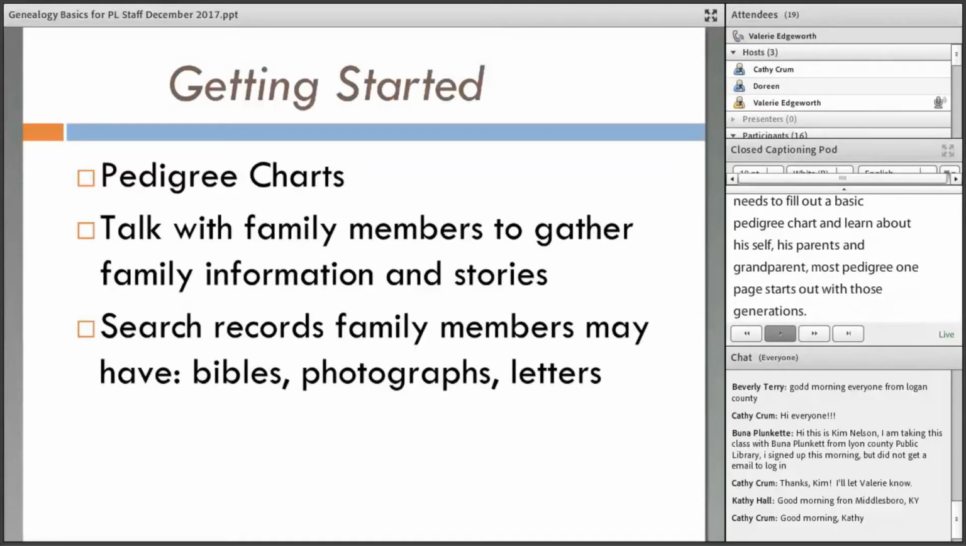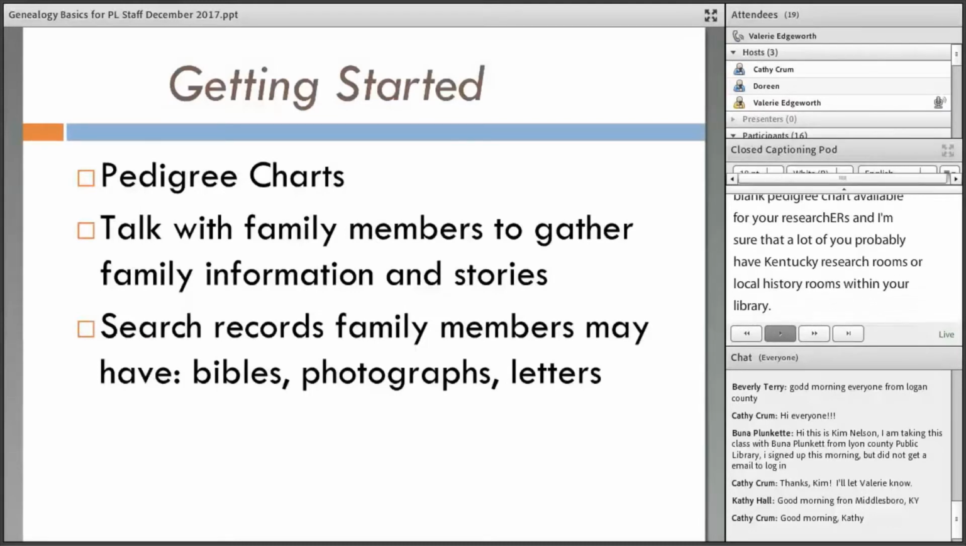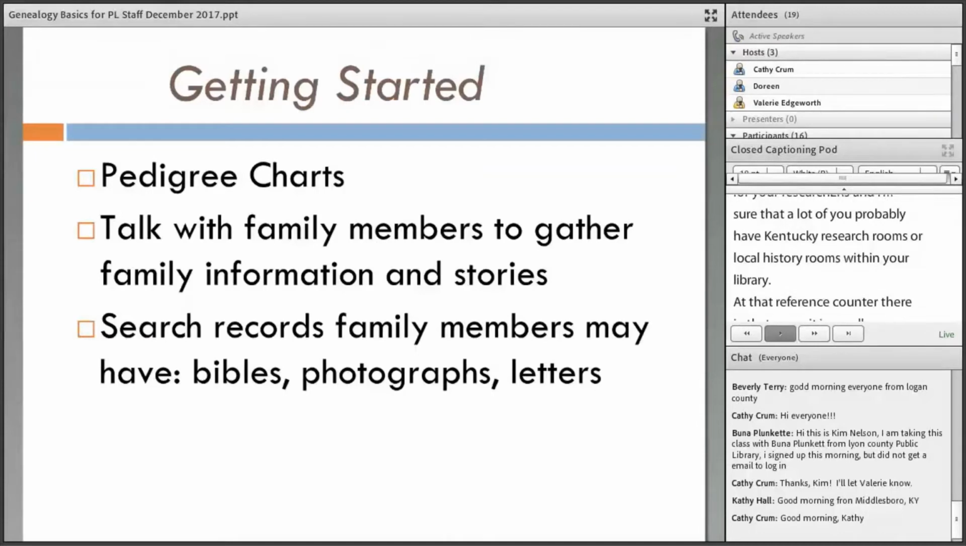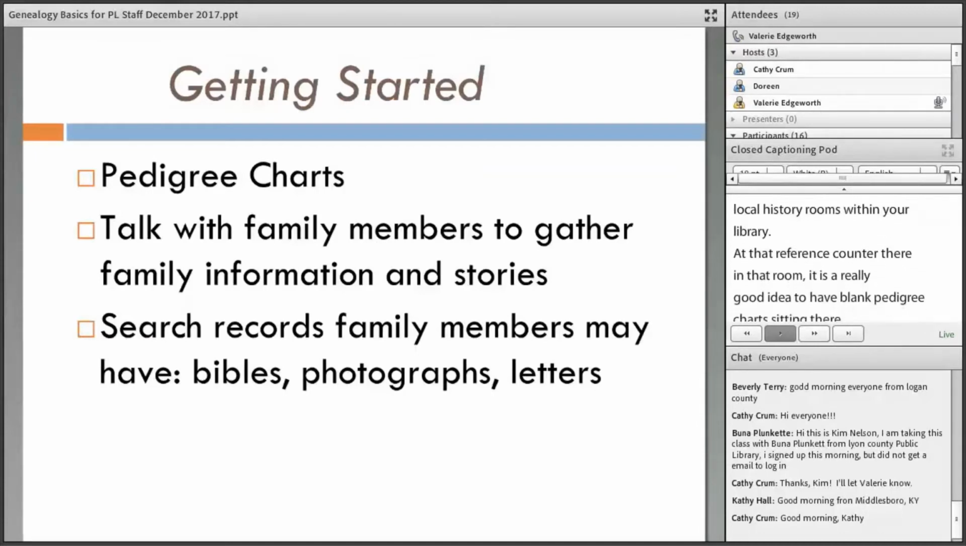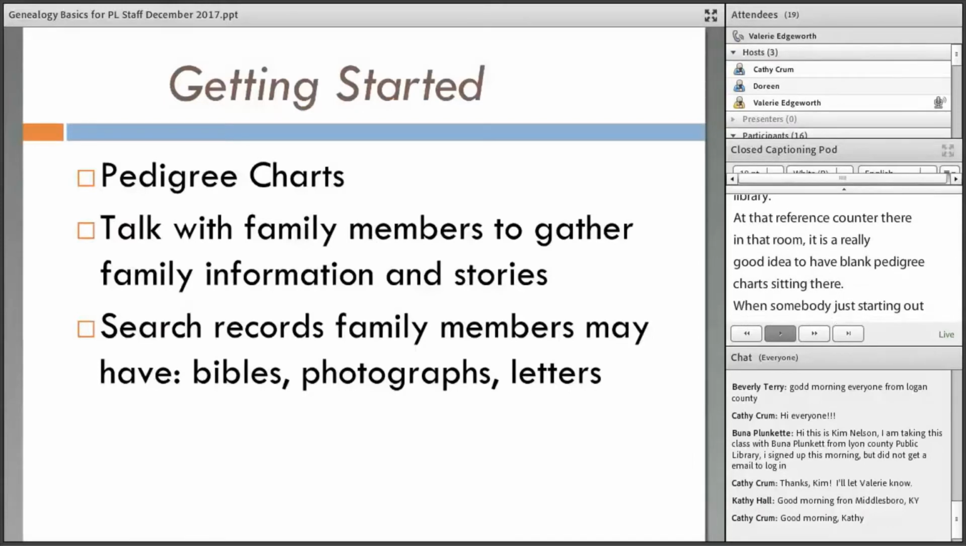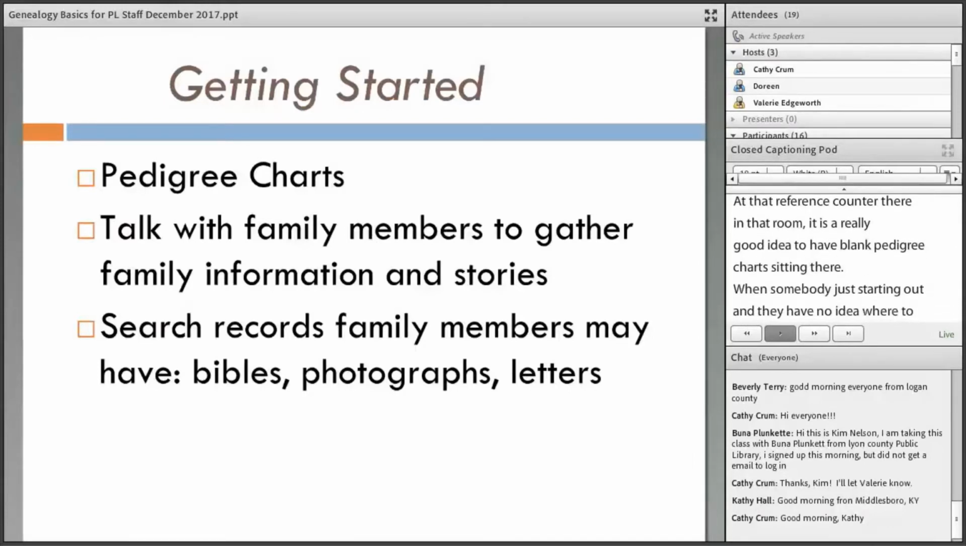It's a good idea to have a blank pedigree chart available for your researchers. I'm sure a lot of you probably have Kentucky research rooms or local history rooms within your library. At that reference counter in that room, it's a really good idea to have blank pedigree charts sitting there. When somebody is just starting out and they have no idea where to start, I tell everyone to start with themselves. Start with what you know about yourself.